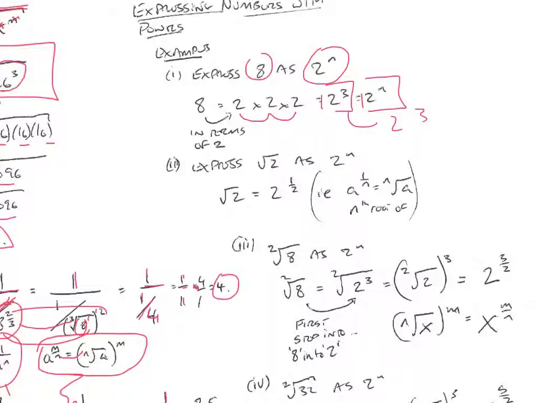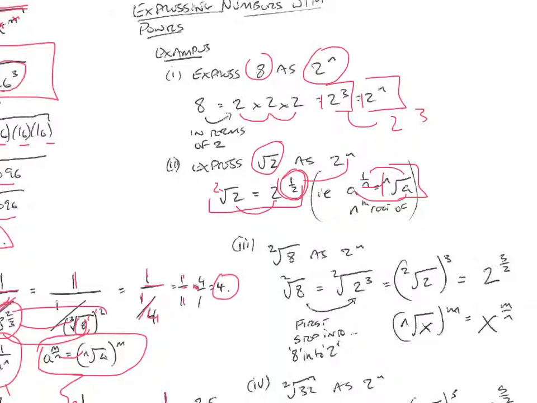What about express root 2 as 2 to the n? Well, root 2 is the same as 2 to a half, because that's going from the nth root of the value equals the value to the power of 1 over n. The square root of 2 is equal to 2 to the power of 1 over that. Okay, so we've expressed this in terms of 2 to the something. The n in this case is a half.